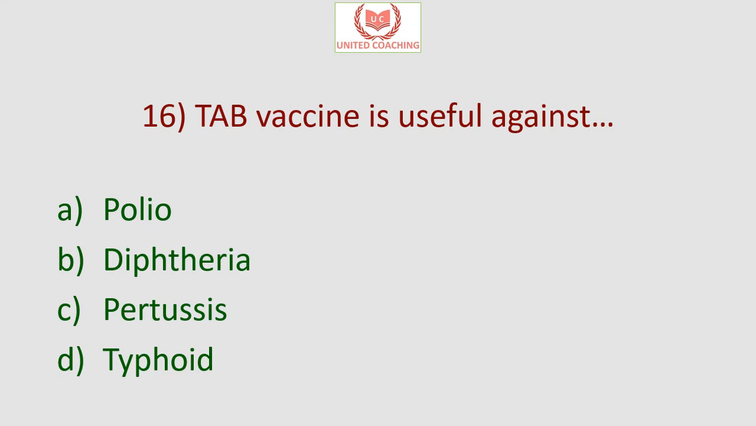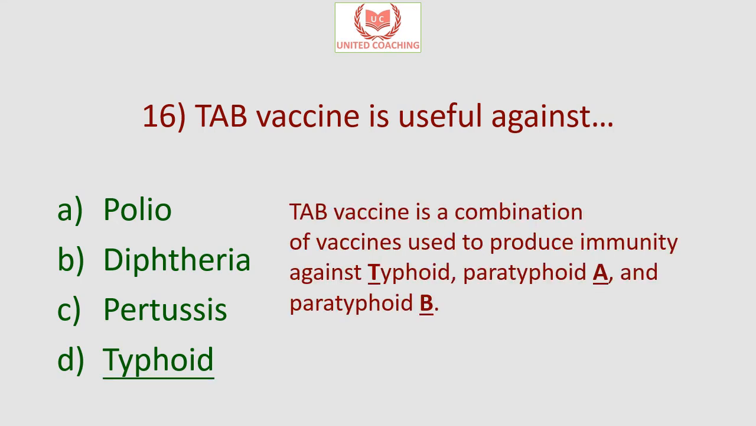Our next question is: TAB vaccine is useful against. Is it polio, diphtheria, pertussis or typhoid? The answer is typhoid. TAB vaccine is a combination of vaccines used to produce immunity against typhoid, paratyphoid A and paratyphoid B. As you can see, TAB is a short form: T for typhoid, and A and B for the types of paratyphoid.